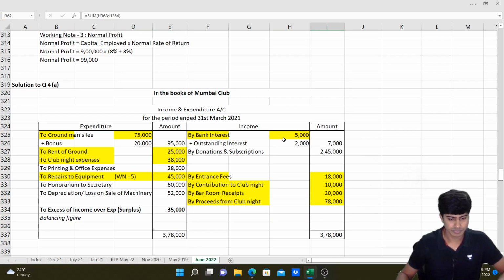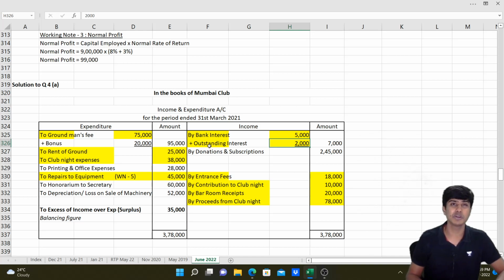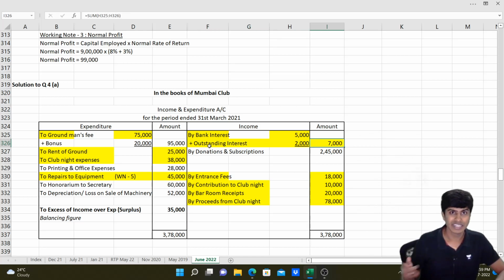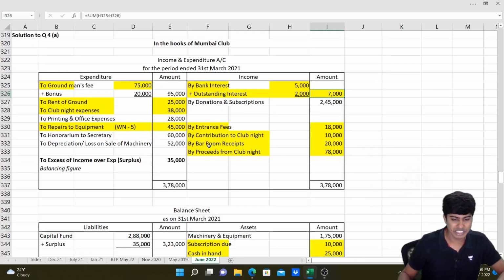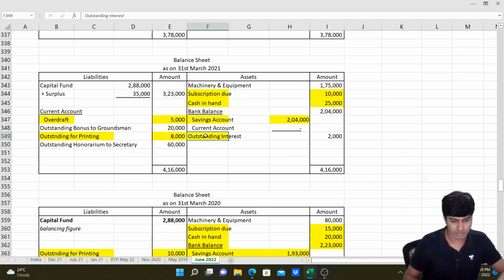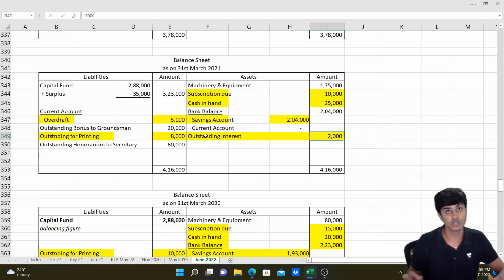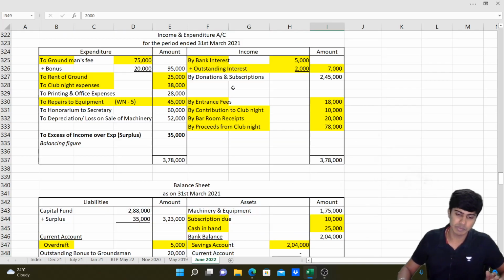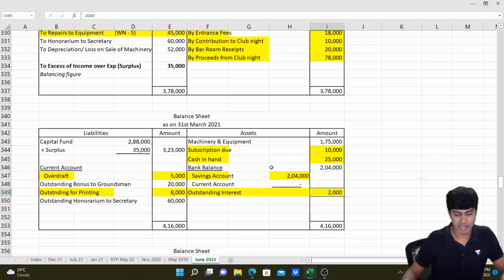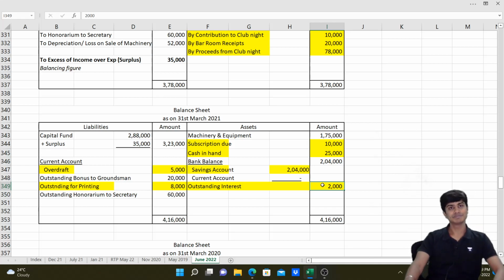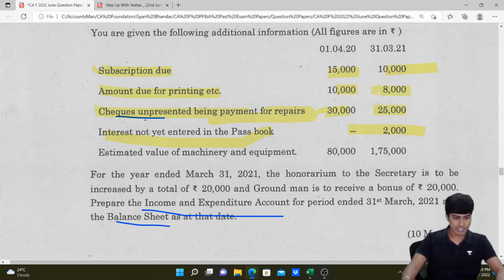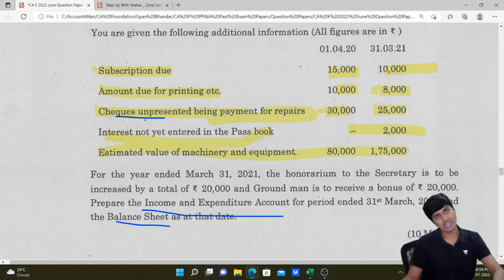Have a look. Outstanding interest. Or moreover, it should not be included in our cash book because it's not yet received. So I'll write here outstanding interest 2,000. It will become income. Then it will become an asset in the balance sheet. See, outstanding interest, balance sheet asset 2,000. So this interest income will become 5 plus 2, 7, and balance sheet asset 2,000 rupees. Interest is also adjusted.